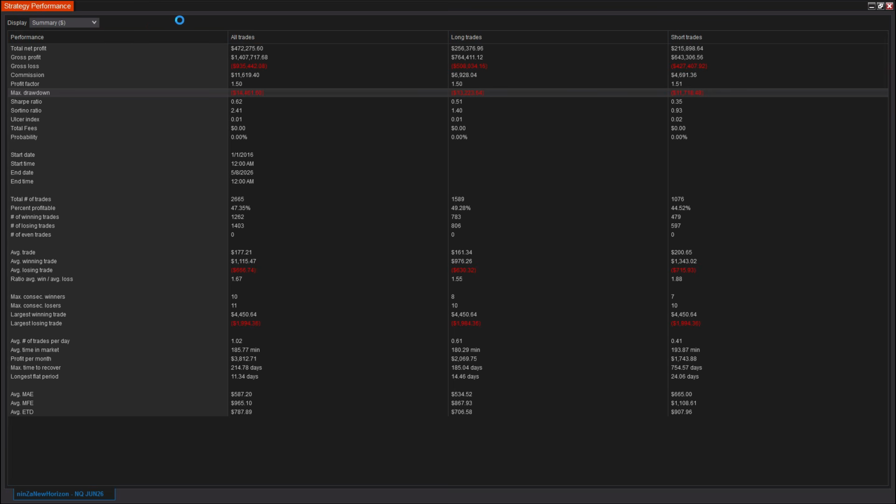Another strength of this strategy is its Sortino ratio of 2.41, indicating that the strategy does a great job of minimizing downside risk and can provide reasonable returns compared to the risk of decline. This helps the strategy maintain more consistent performance throughout the trading period.